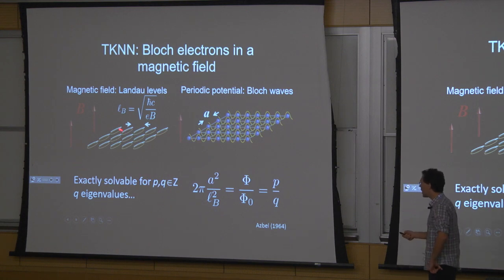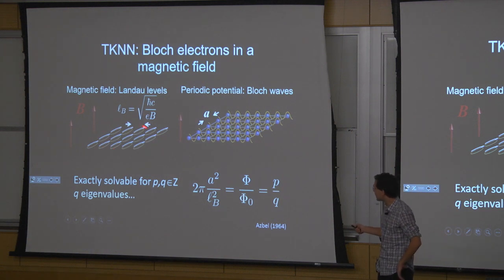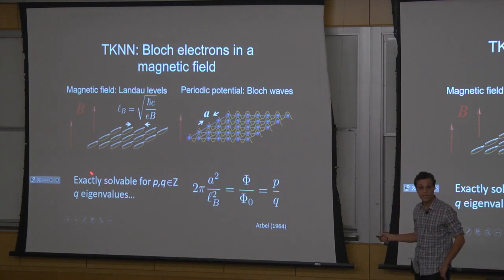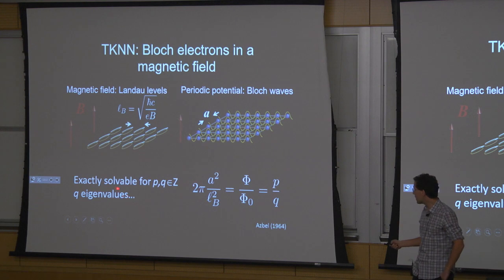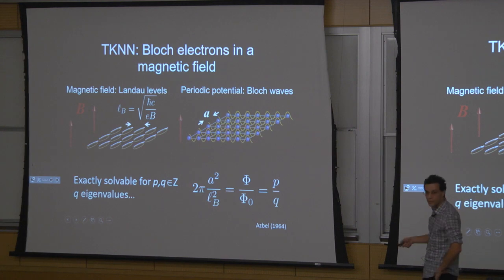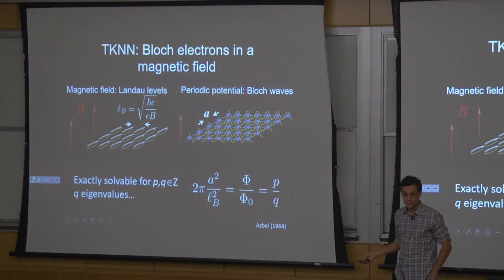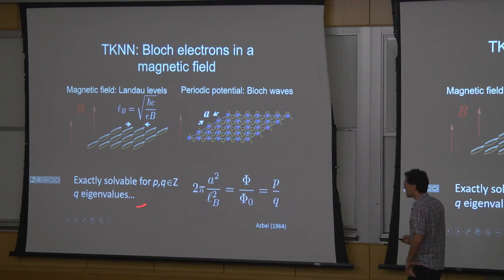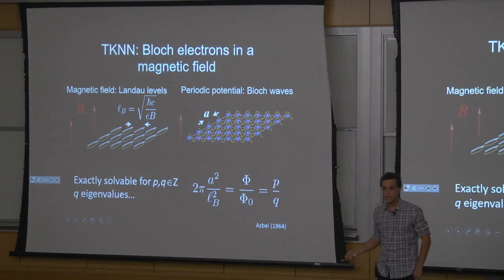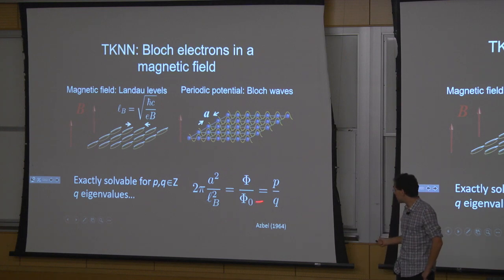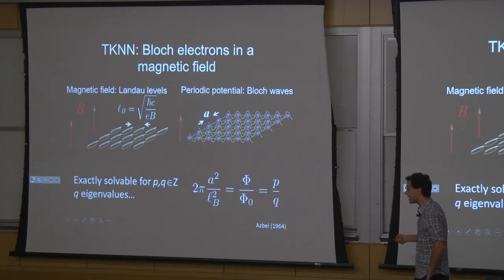So in particular, you can solve the model of a two-dimensional electron in a magnetic field simultaneous with a periodic potential exactly, pretty easily, as long as this number, which is the ratio of magnetic flux quanta per unit cell of this lattice, is a rational number, p over q. The strange thing is that if you solve this, you'll find that it has exactly q distinct eigenvalues. And that's pretty strange if you think about a quantum mechanics problem, because this is just related to the magnetic field or the lattice constant, right?